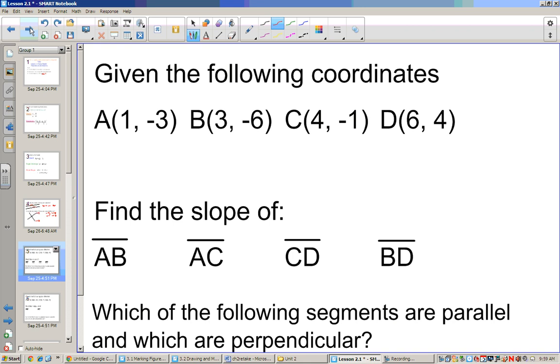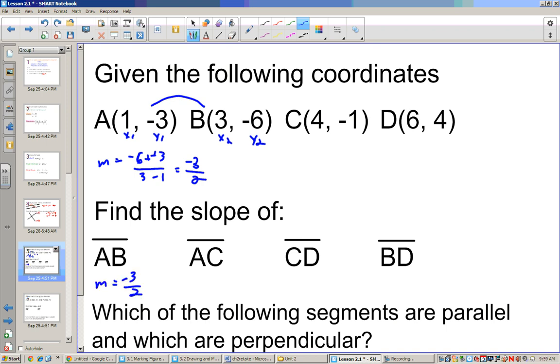Now, if we want to find the slope of segment AB, that's these two, what we do is we take y2 minus y1, and we can label these if we want. Here's my first x, here's my first y, here's my second x, and here's my second y. So y2 minus y1 all over x2 minus x1. So this will be negative 3 over 2. So now the slope is negative 3/2.